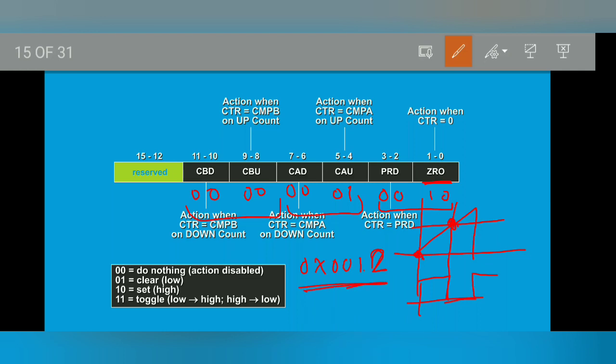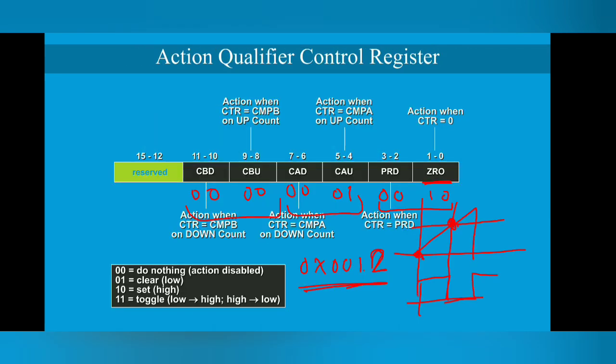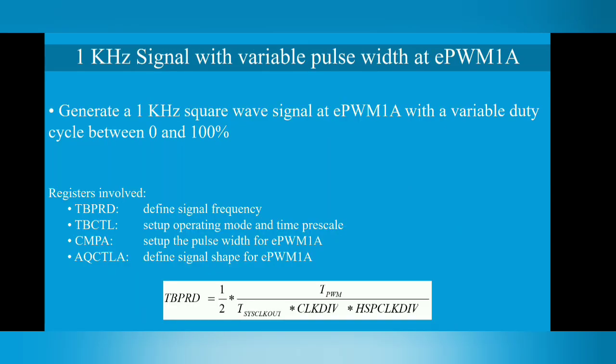So by using the TBPRD and by using the action qualifier value, we can keep this value, so we'll achieve this kind of pulse pattern. Okay, so now we'll see with the example. Now we will generate a 1 kilohertz square wave signal at EPWM1A with a variable duty cycle, and the duty cycle will vary between 0 to 100%. So this is pulse width modulation. We are modulating the pulse width between 0 to 100%.